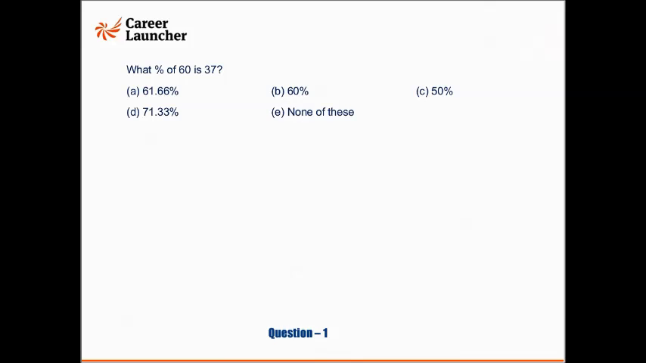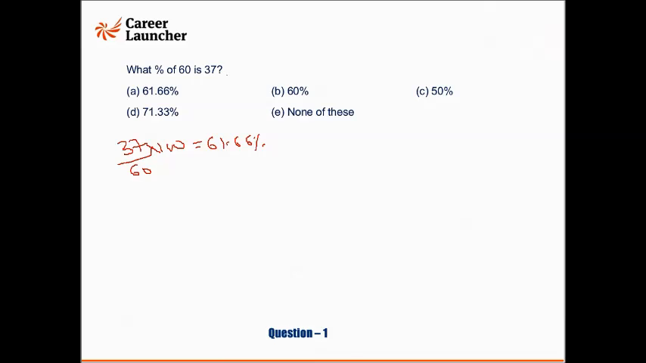Now, coming to the first question: what percentage of 60 is 37? The general conventional method is 37 out of 60 into 100, and you calculate this and get the answer as 61.66%. But my suggestion is that you first check through the options, one by one. If you see option A, 61.66%, it is a complex one, so some students will not be able to solve it. 61.66% of 60 will be much trickier.